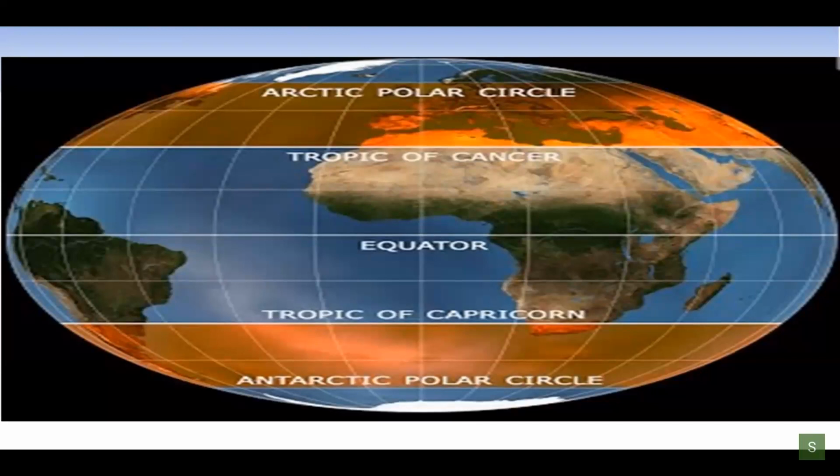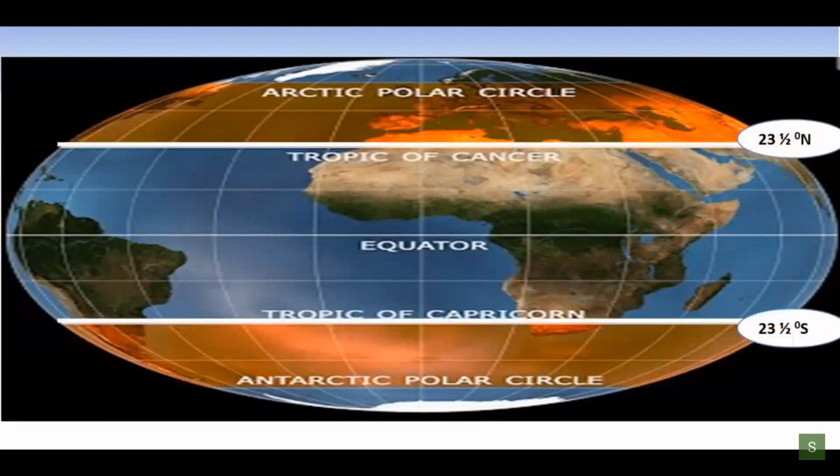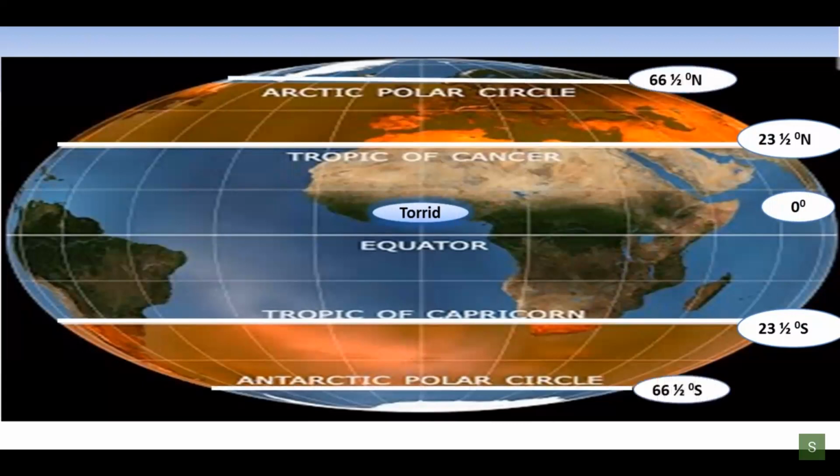First one, torrid zone. This zone stretches between 23.5 north and south latitudes and more or less receives the vertical rays of the sun. As a result, this region experiences a warm climate throughout the year. Second is the temperate zone. Between 23.5 north and south and 66.5 north and south lies the temperate zone. In this zone, the sun's rays fall obliquely and hence the region experiences a moderate climate.